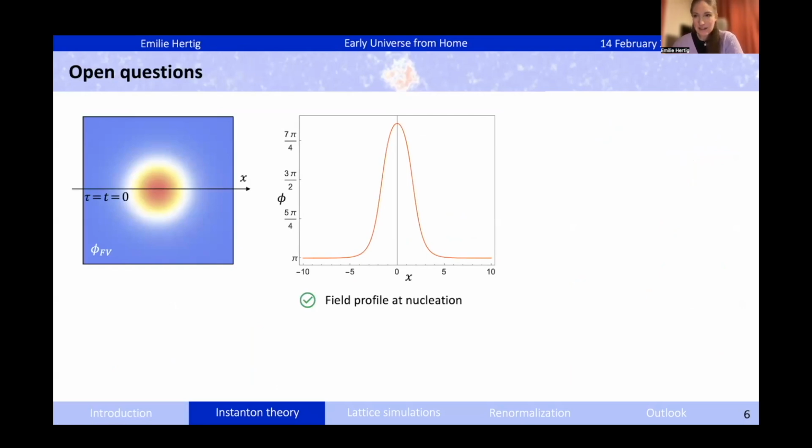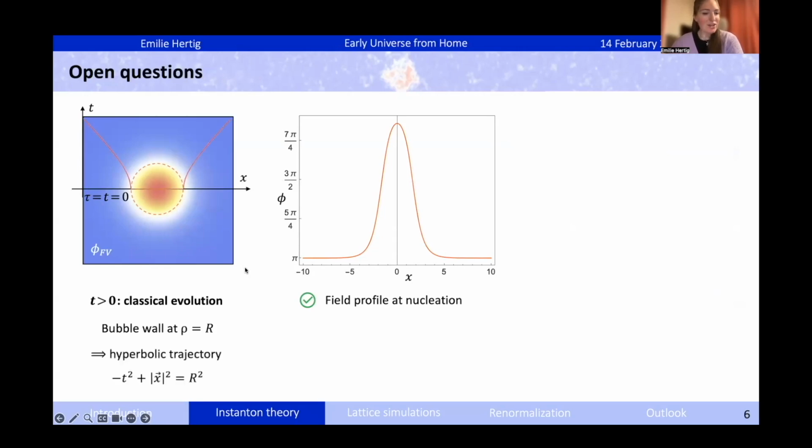After this, we can analytically continue this solution in real time. So this field profile can be approximated as being close to the true vacuum at the center, and then having a wall at a fixed Euclidean radius, separating this bubble from the false vacuum. And going back to real time with the sign change, this becomes a hyperbolic trajectory, with the bubble wall ending up expanding close to the speed of light at late times.